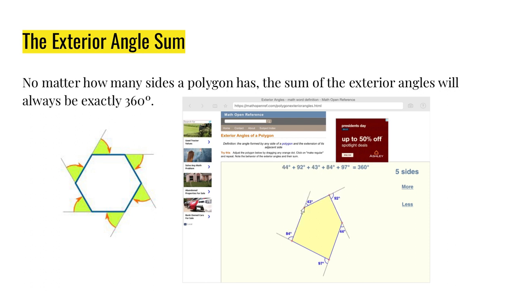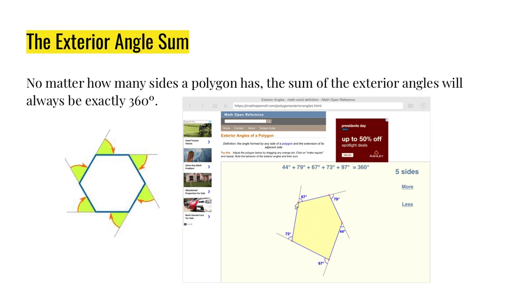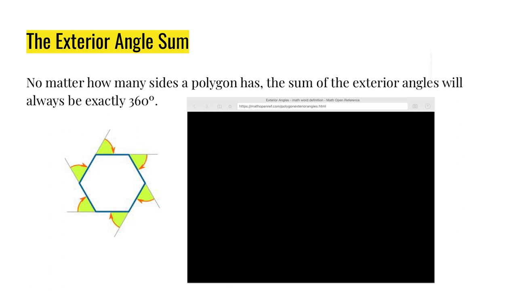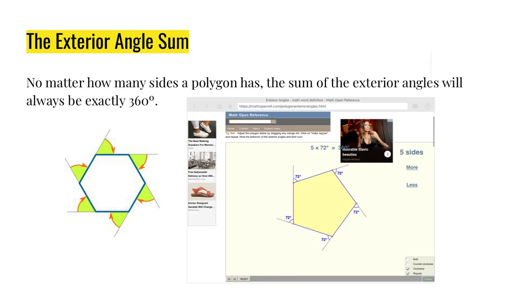Doesn't matter which one I grab, or even if the shape is concave, look at how it makes that exterior angle negative. If I make this shape regular, now as I click in each vertex, you can see that they're still staying the same, but watch what happens as I start to add sides.